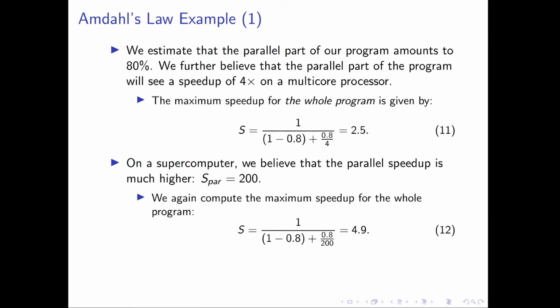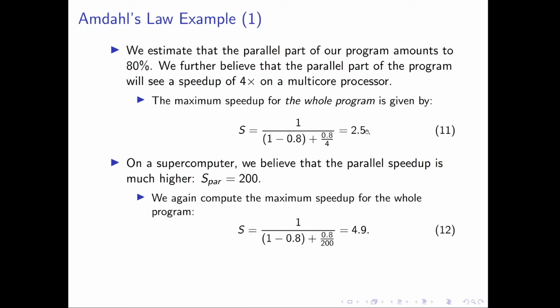With that information, we know our capital P, which is 80%, or 0.8, and we also know S par, because we know that 80% of our program will see a speedup of 4x, and that 4x is just our speedup for the parallel part of the program. With that, we can fill in all the variables in Amdahl's law, and that gives us that the speedup for the whole program is 2.5.